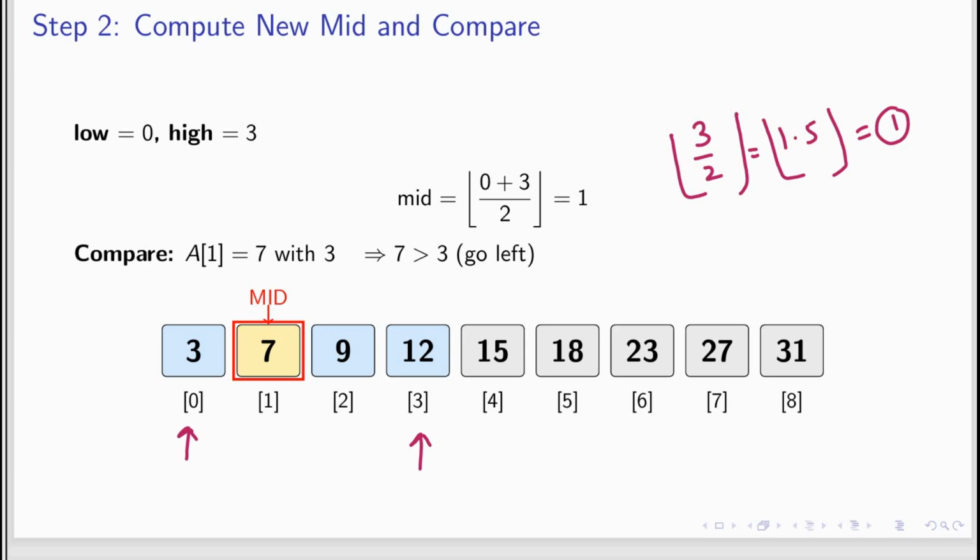Okay, this is mid. They will calculate A of 1, the element at index number 1, which is 7, and they will compare it with 3. 7 is greater than 3. Yes, then you can go to the left again.